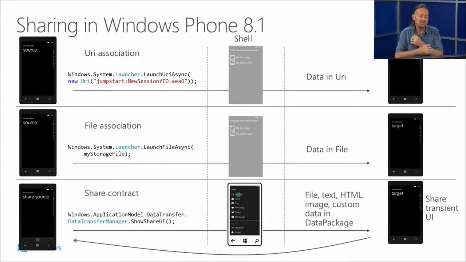The new kid on the block is the share contract. This is a much more flexible arrangement of sharing than the first two. In this one, the shell gets involved with a share picker, and the UI in the middle there is the OS popping up some UI to the user. So again, the sharer and the sharee are completely decoupled. This is where the contract bit comes in, in that the sender just builds a data package that conforms to whatever the contract says it needs to, and it just throws it out there.